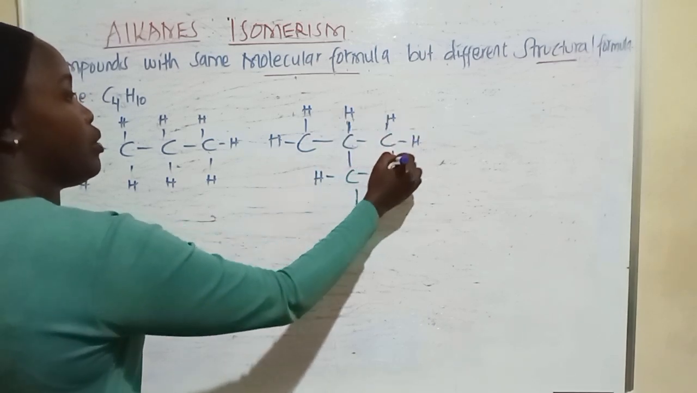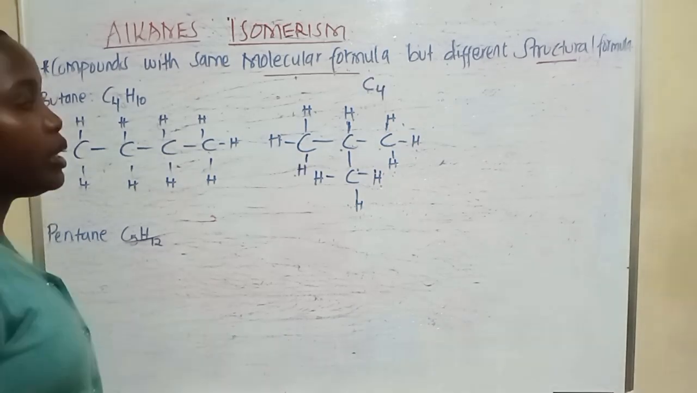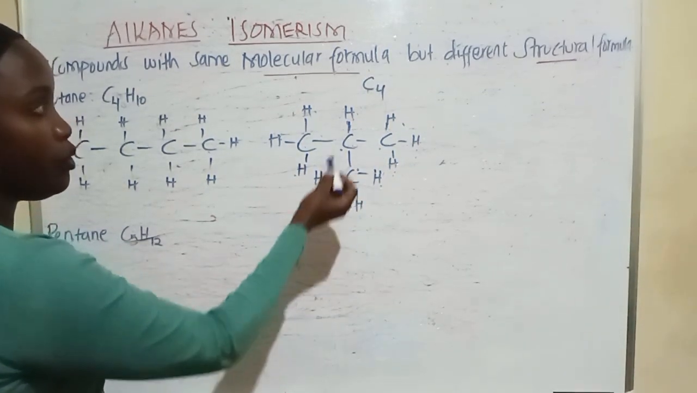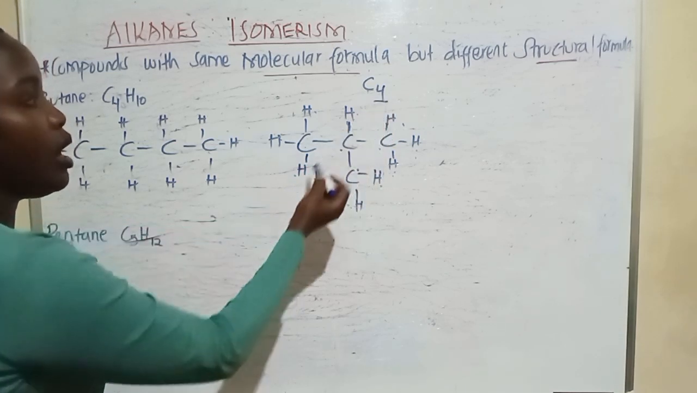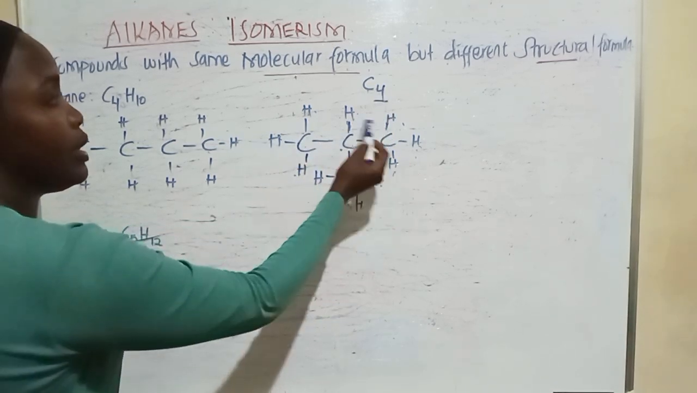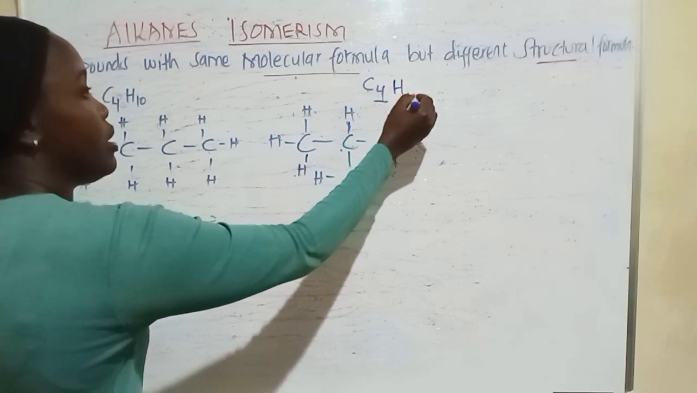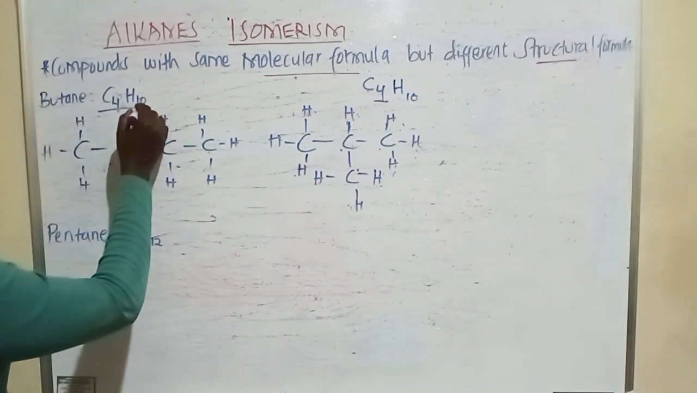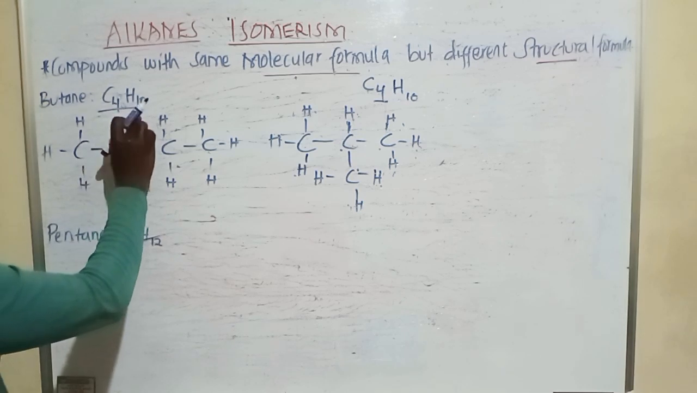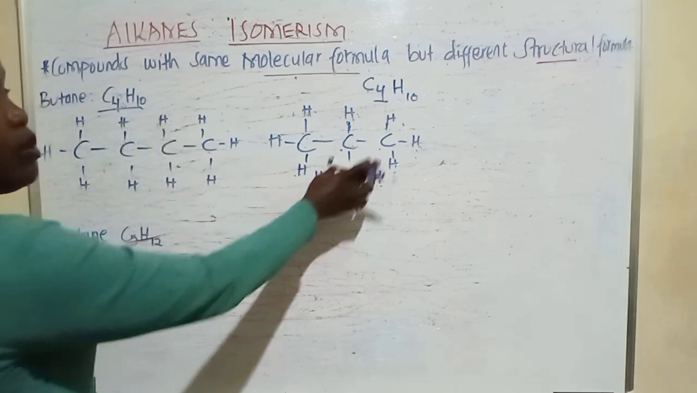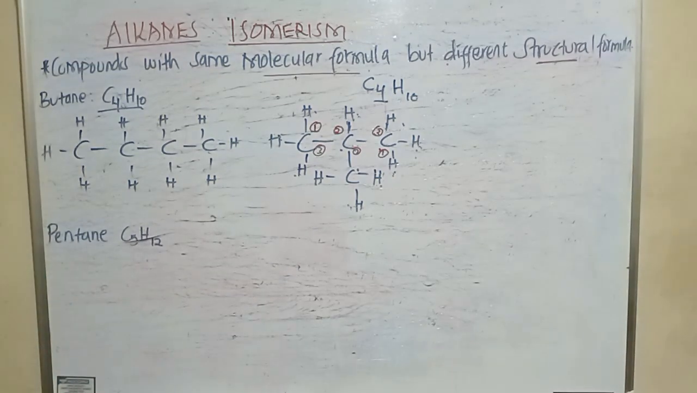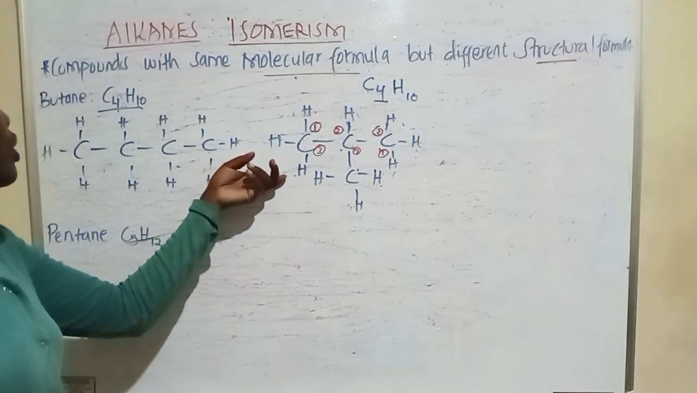You have a hydrogen, then hydrogen, then hydrogen. How many carbon atoms do we have here? We have 1, 2, 3, 4. 4 carbon atoms, as you can see. Hydrogen atoms are 1, 2, 3, 4, 5, 6, 7, 8, 9, 10. H10. So you can see this structure gives us the same molecular formula, C4H10, as this one, which is also C4H10. We're going to name our isomer in this case.